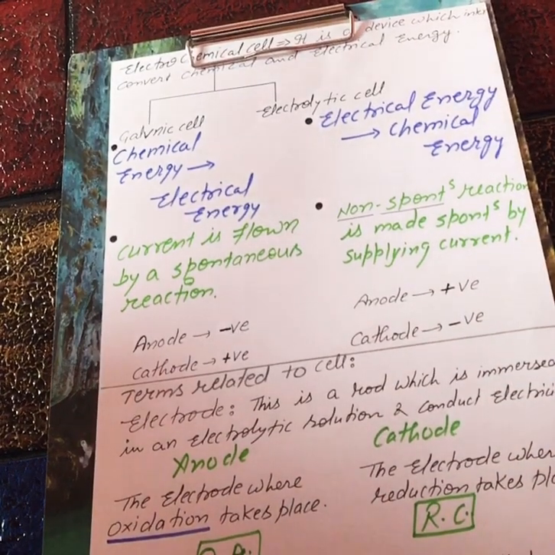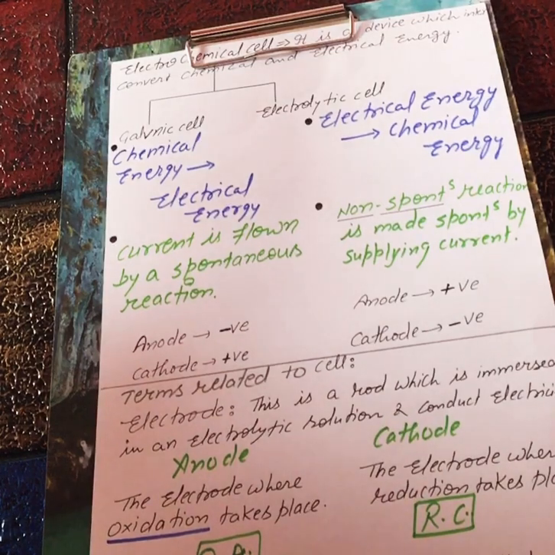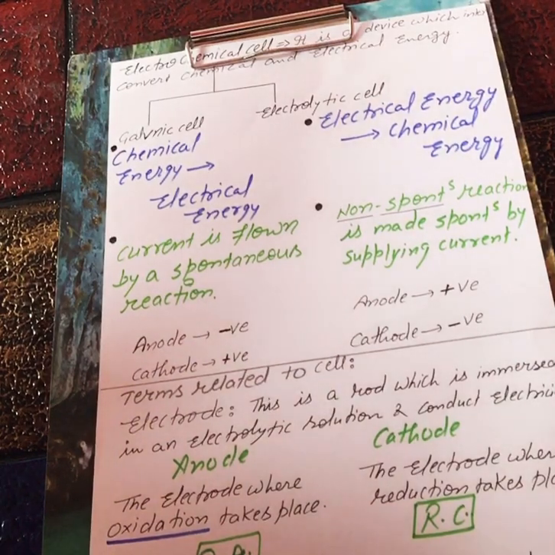Good morning friends. Today I will discuss again the electrochemical cell. An electrochemical cell is a device which interconverts chemical energy into electrical energy and electrical energy into chemical energy.